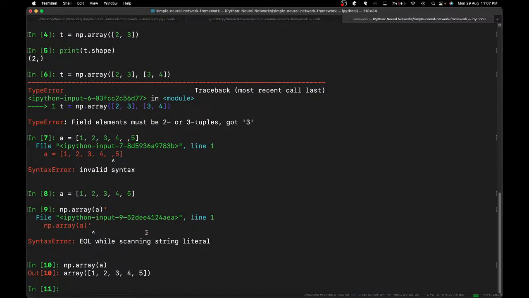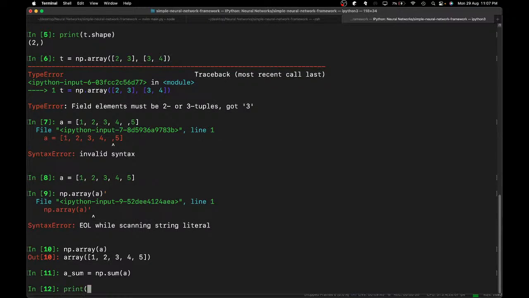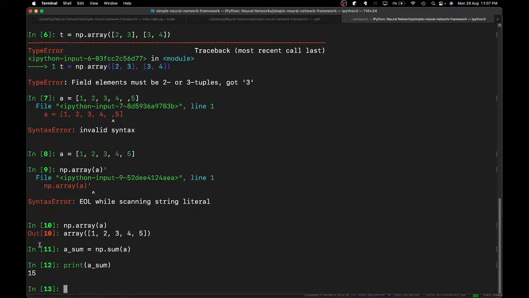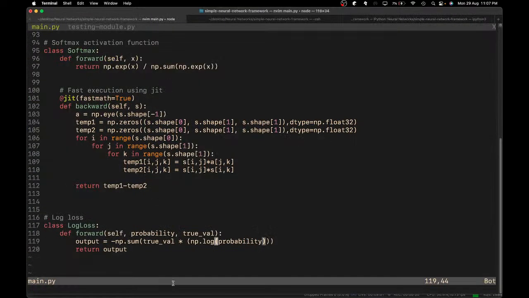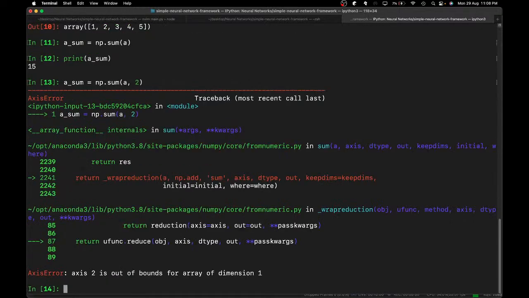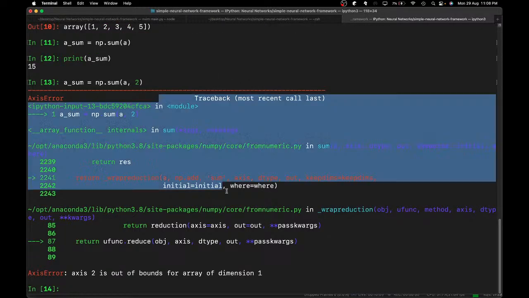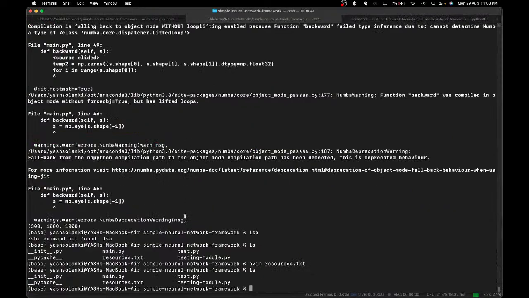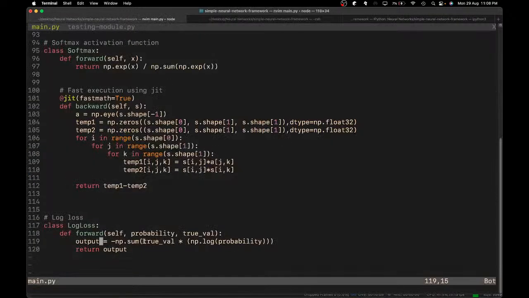Alright, so now it's a numpy array. So now if we do a_sum equals np.sum(a) and print out a_sum, it prints out 15. So in this case, can we pass any parameters to this? So if we do a and 2. Oh, okay. Alright, so I think this is okay. I think we just need to do this much. I think this is correct.